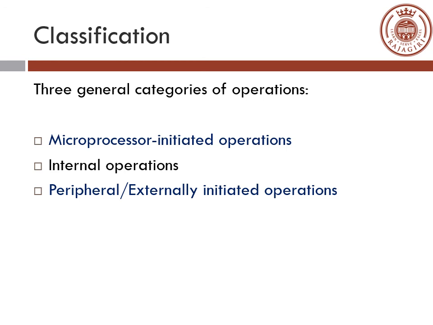Coming to the classification of operations, there are three general categories: the microprocessor initiated operations, the internal operations, and the peripheral or externally initiated operations. In the next class, we will be concentrating more on the microprocessor initiated operations, and we will also see the bus structure of 8085.